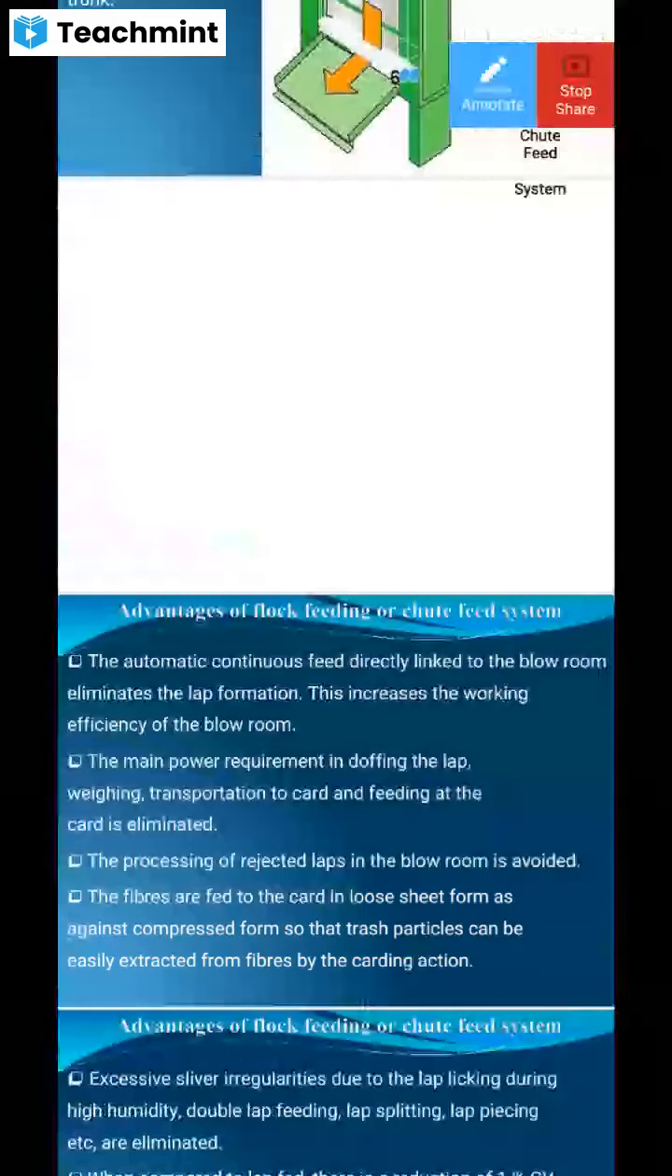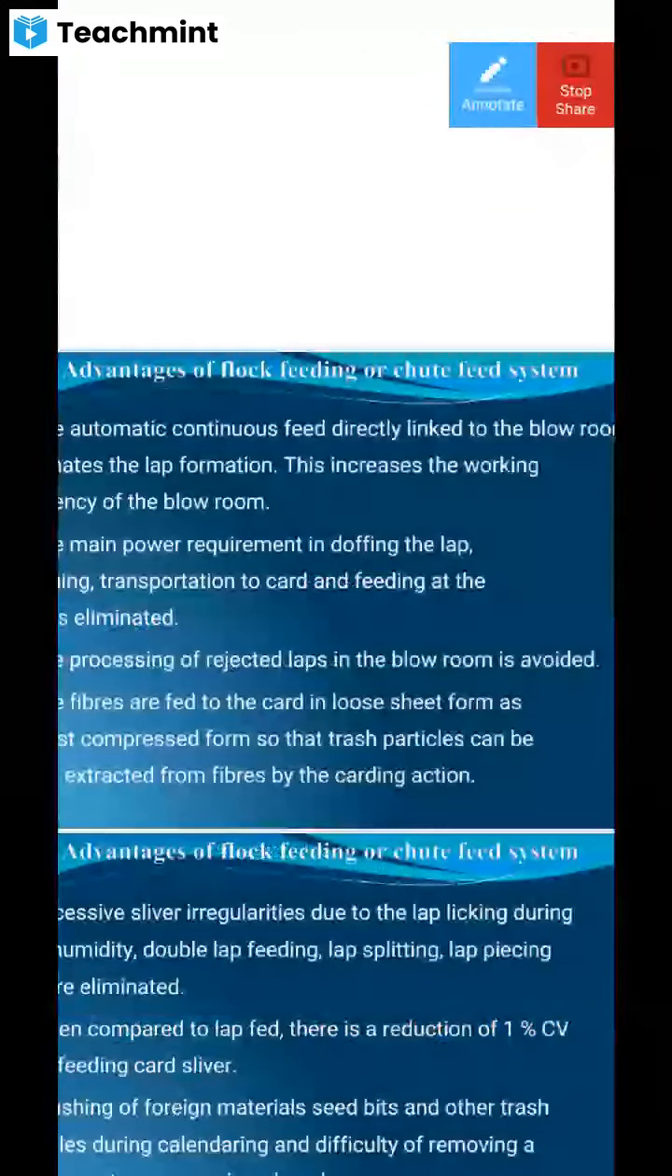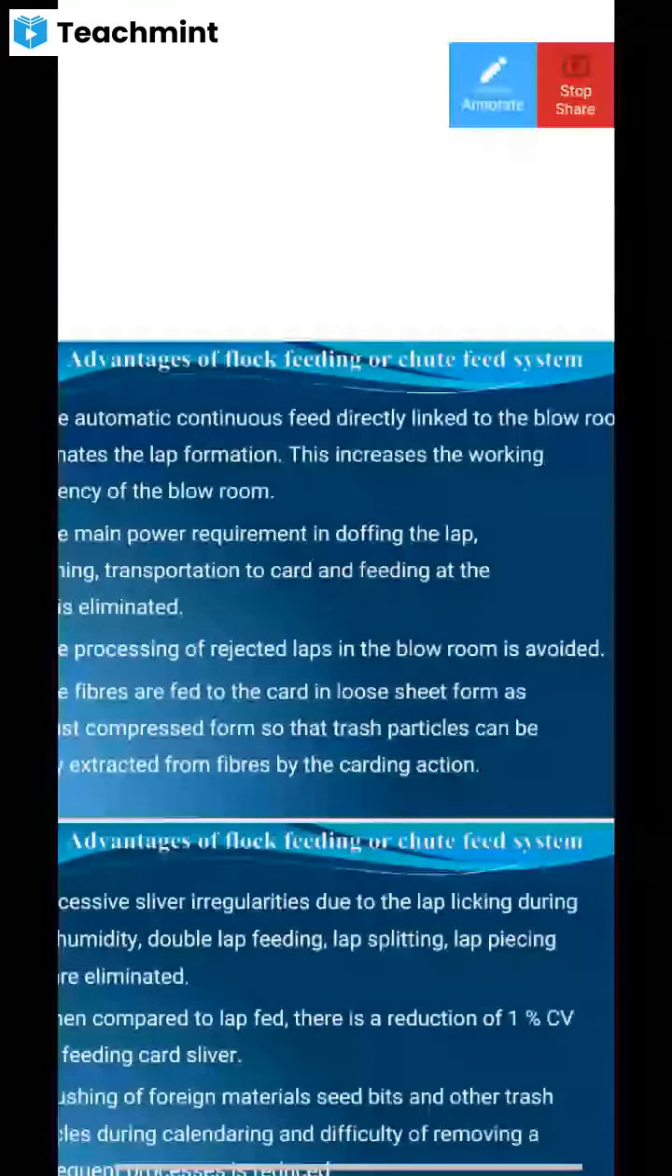Okay, so here is one point: the advantage of the flock feeding system or chute feeding system over the lap feeding system. This area is important. Sometimes they ask a 13 mark question: what are all the advantages of the flock feeding or chute feeding system over the lap feeding system? In this way they ask the examination question. So now the answer: the advantage of the flock feeding or chute feeding system is the automatic continuous feed directly linked with the blow room, which eliminates lap formation. This increases the working efficiency of the blow room.